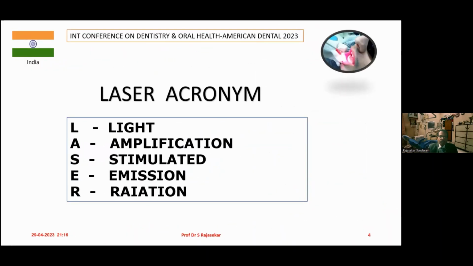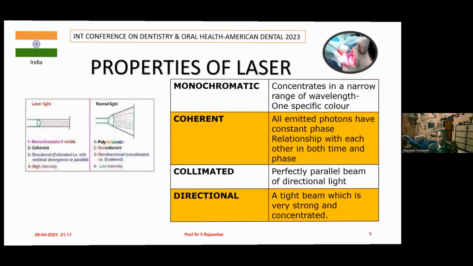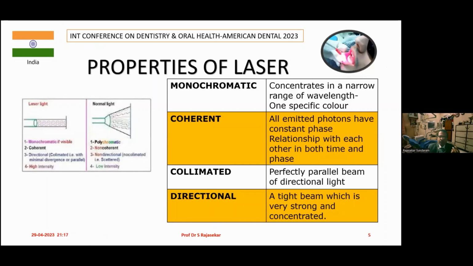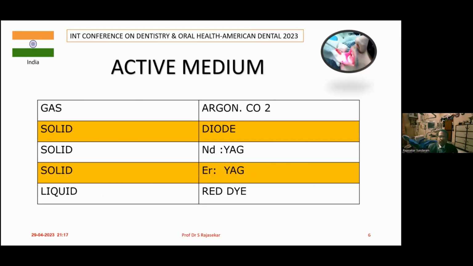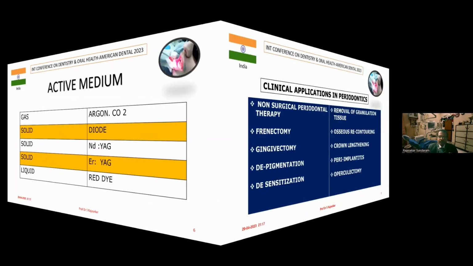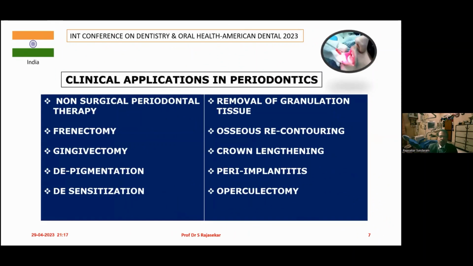So this is the acronym, as you all know, light amplification by stimulated emission of radiation, and they have specific properties. This laser light has specific properties like monochromatic, coherent, collimated radiation, and they are very directional. And based on the active medium, they can be classified as gas, solid, or liquid lasers. So these are the various clinical applications of lasers in periodontics. They can be used for non-surgical therapy, frenectomy, gingivectomy, depigmentation, osseous recontouring, and also to treat peri-implantitis, and also for crown lengthening procedures.